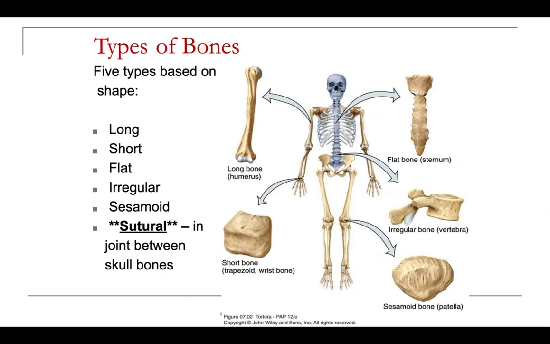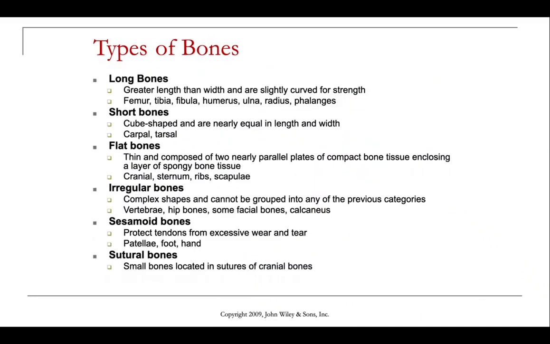So the bones are classified based on their shape. We've got long bones, short bones, flat bones, irregular bones, sesamoid bones, and then the sutural bones, which are little bones that are located between the skull bones. So long bones are greater in length than width. A lot of times they are slightly curved for strength. This would include the femur, tibia, fibula, humerus, ulna, radius, and the phalanges. Your short bones are more cube-shaped. They're nearly equal in length and width. This is your carpals and tarsals, or your wrists and ankles.